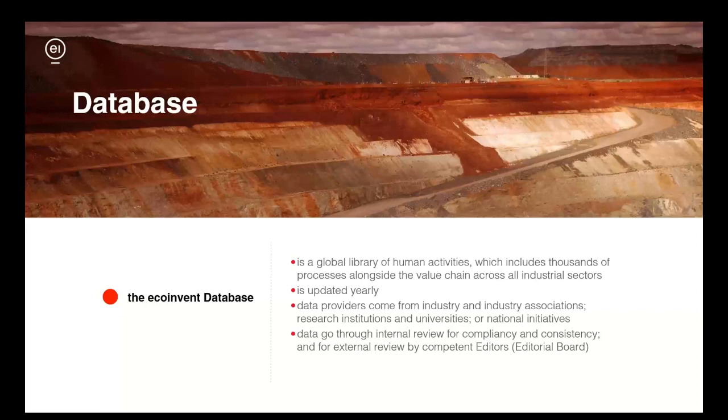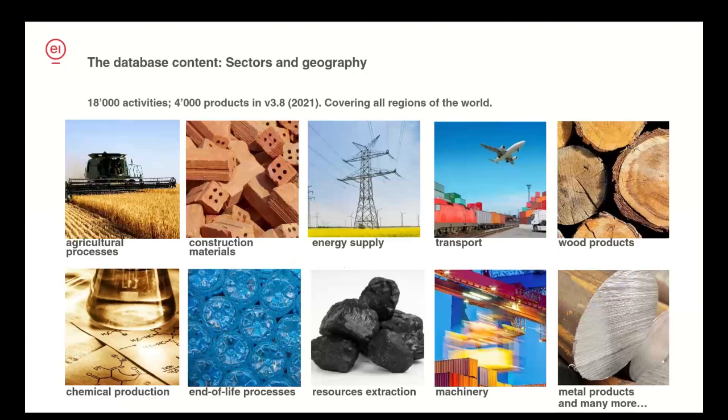Before getting published in the database, the data goes through an extensive internal review for compliance and consistency with the ecoinvent methodology and ecoinvent requirements. And it also goes through an external review, which is a thorough external review done by a competent editor, member of our editorial board. Those are recognized experts in the different fields, in the different sectors that the database covers. And what are those sectors?